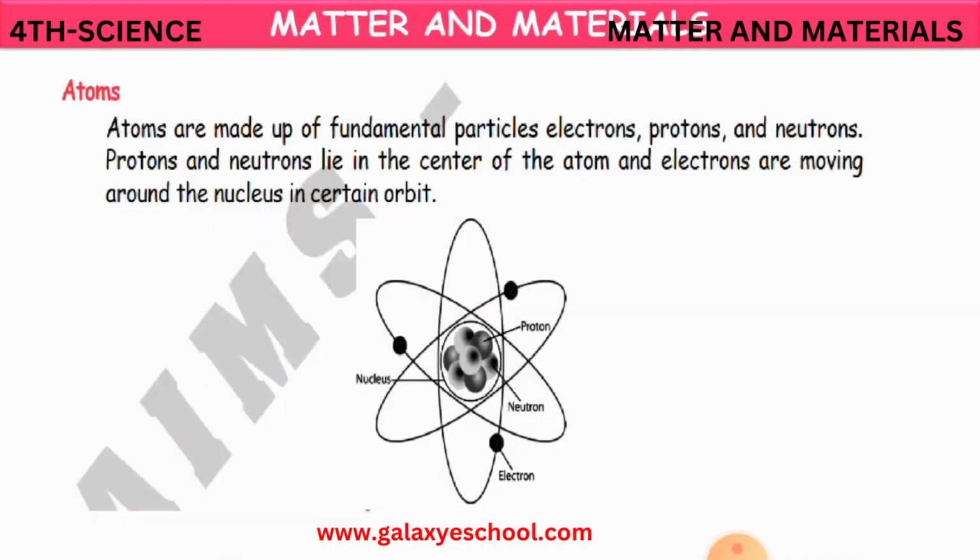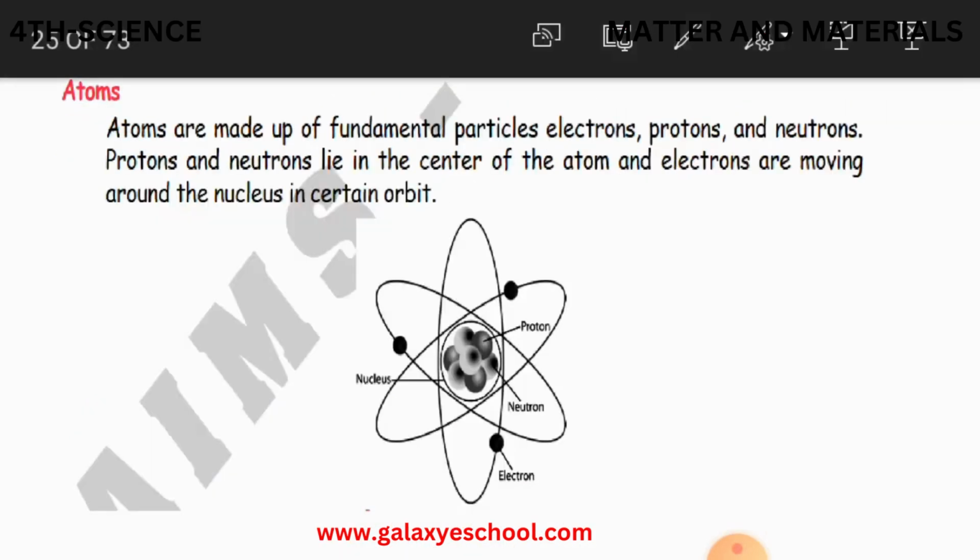Next we'll see what an atom looks like. Atoms are made up of fundamental particles, very small tiny particles, like electrons, protons, and neutrons. Protons and neutrons lie in the center of the atom, and electrons are moving around the nucleus in a certain orbit.